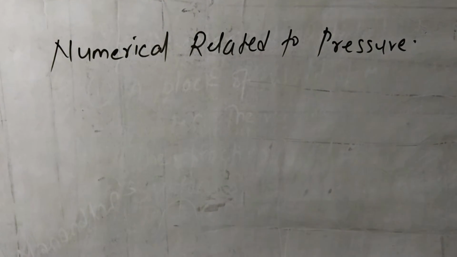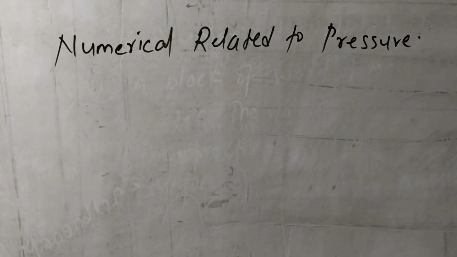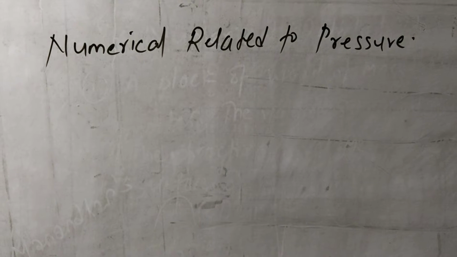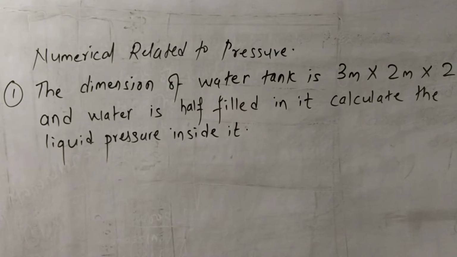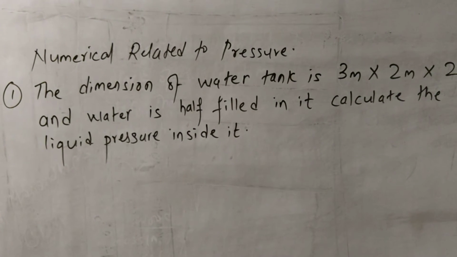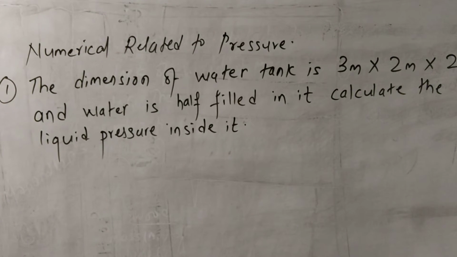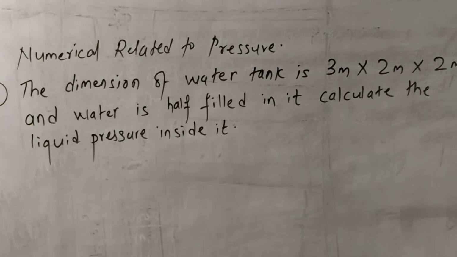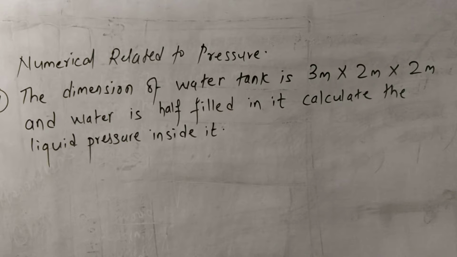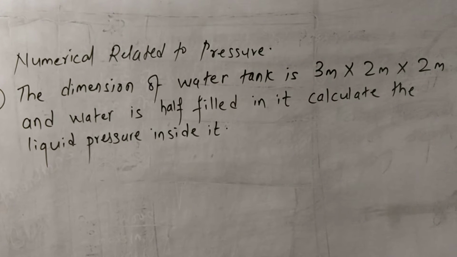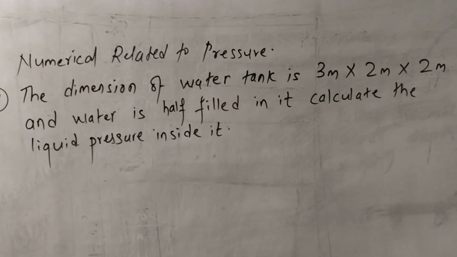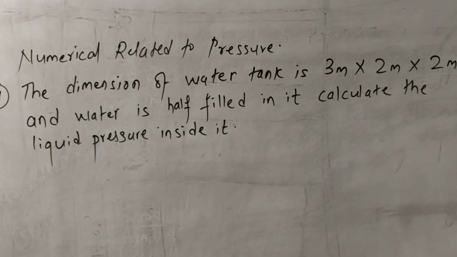Hello everyone. Today we are going to do some numerical questions related to pressure. Let's begin with number 1. Here is our first numerical question. If the dimension of a water tank is 3 meter into 2 meter into 2 meter and water is half filled in it, then calculate the liquid pressure inside it.